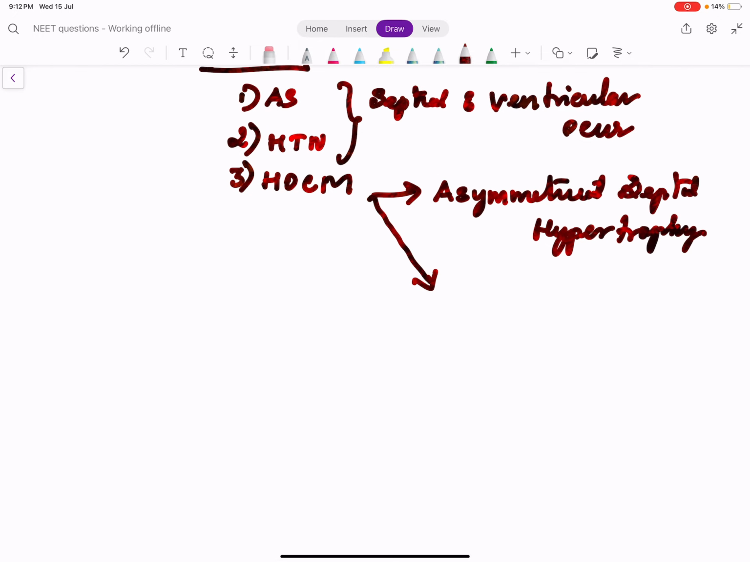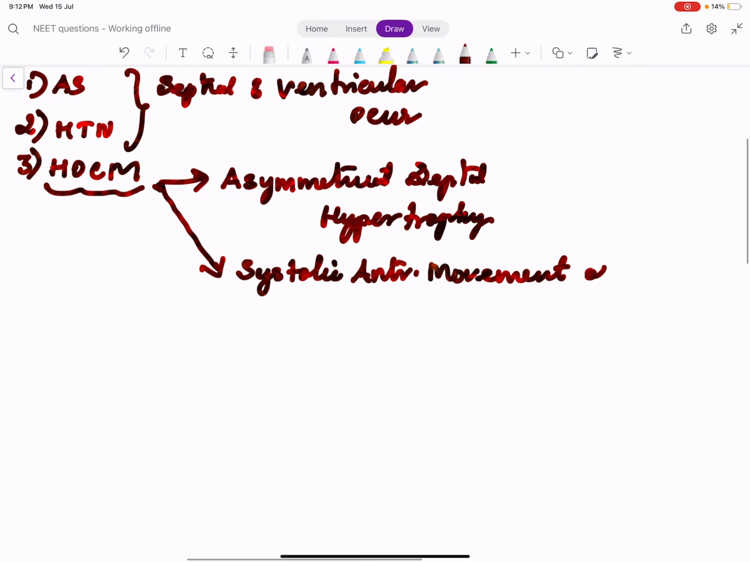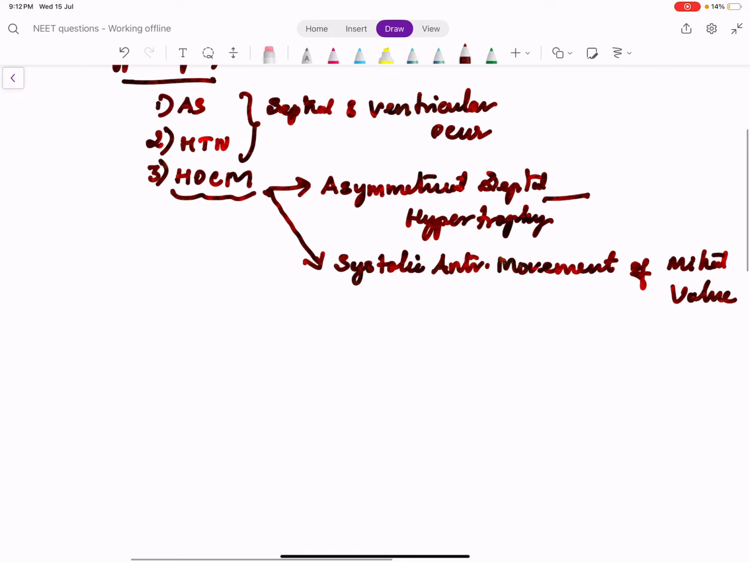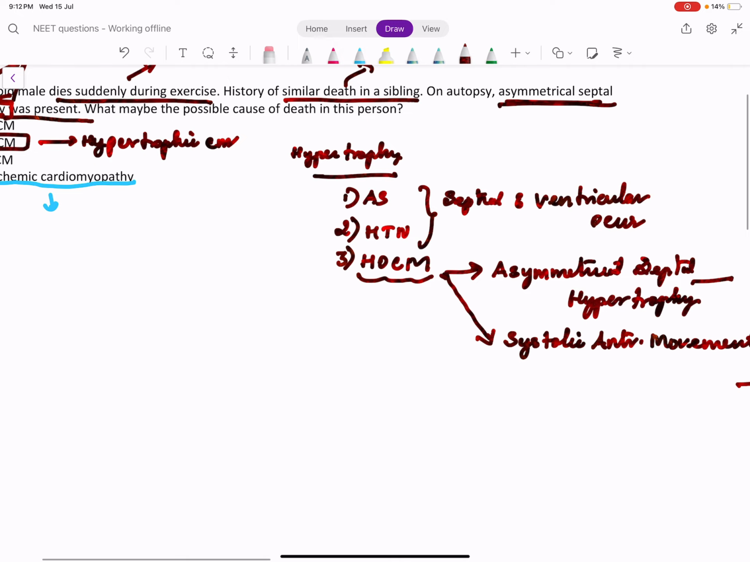You can see videos, you can see images also, because this may come as an image based question or video based question. One another echo finding in HOCM is something called systolic anterior movement of mitral valve. So these two findings can be appreciated in echo. In further videos, if possible, I will show you the echo video. So asymmetrical septal hypertrophy and systolic anterior movement of mitral valve are two peculiar features in HOCM.